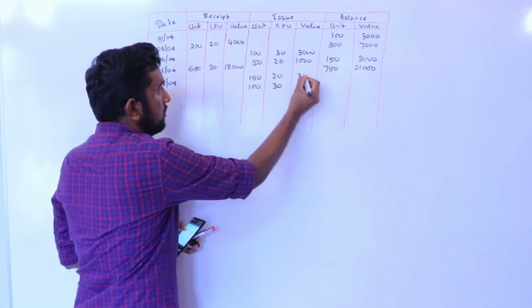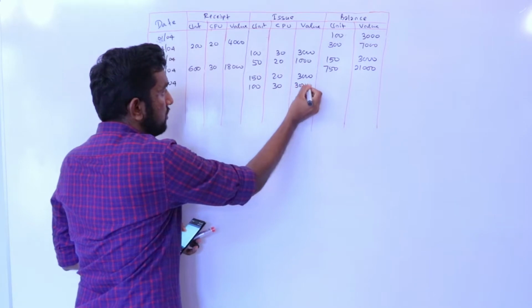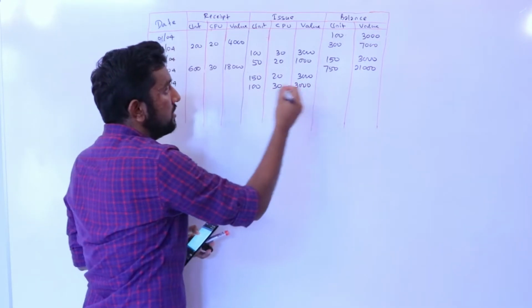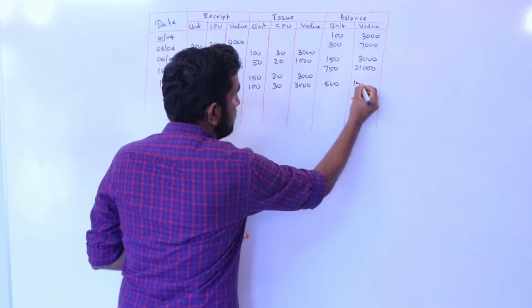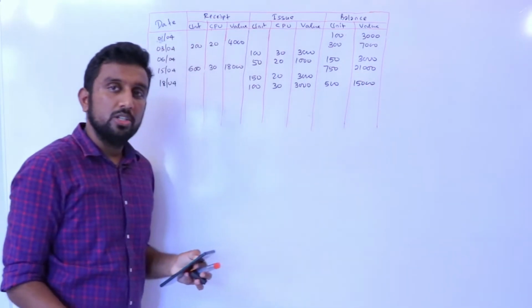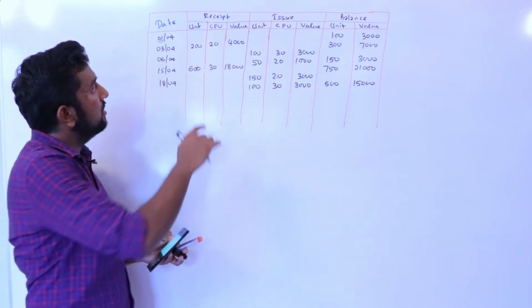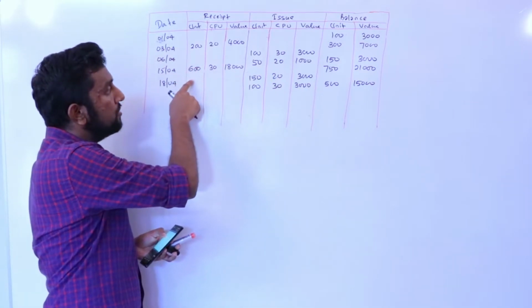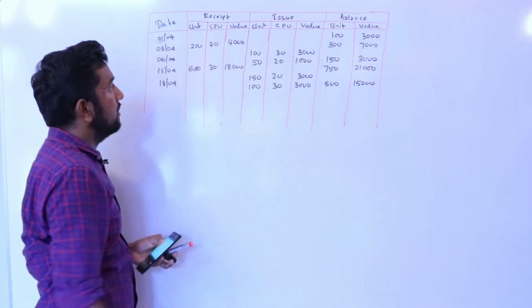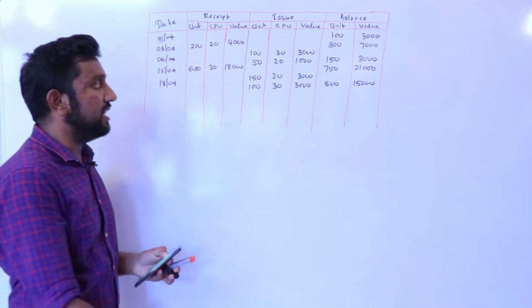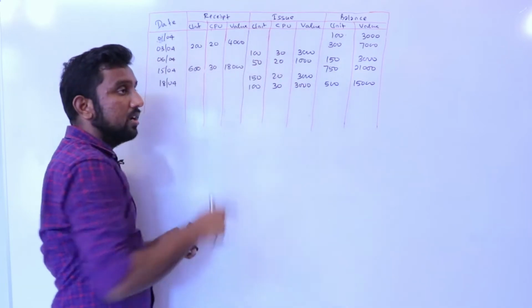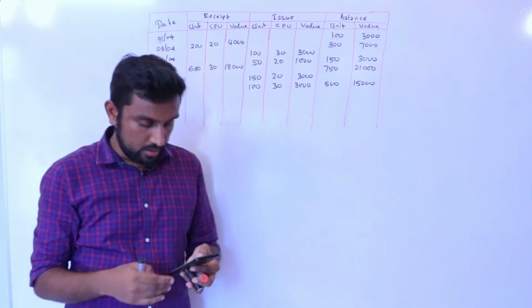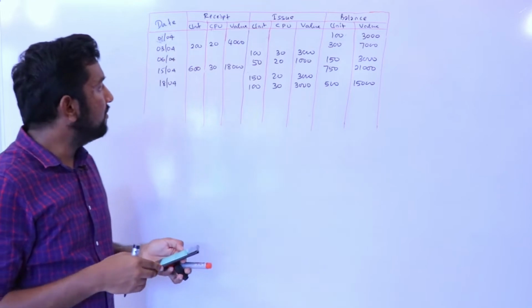So this is 3,000. Again this is also 3,000. So total 250 is done. So balance is 500. 6,000 is done. My balance is 15,000. So here you can check now because this is entirely done. Out of 600, I think 100 is done. So the balance 500 should be based on this price only because all others are completed, all others are issued, right? Fine. So 250 is done.